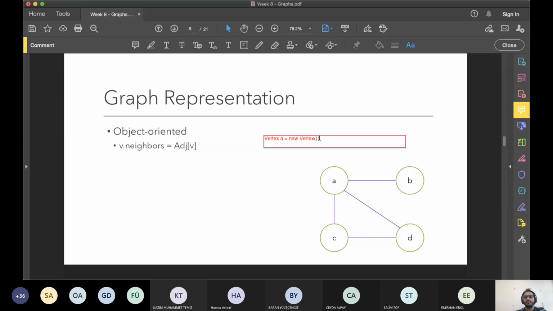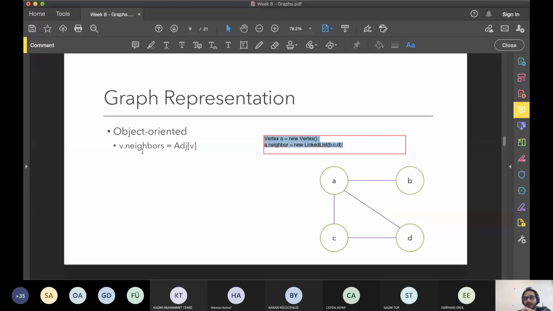Assume that all of the other vertices are there, and we can do A dot neighbor equal to new linked list. And let's say we have B, C, and D. This is how we can create the graph in object-oriented fashion, right? Assume that B, C, and D are already created as vertices. So this is how we can represent the graph.